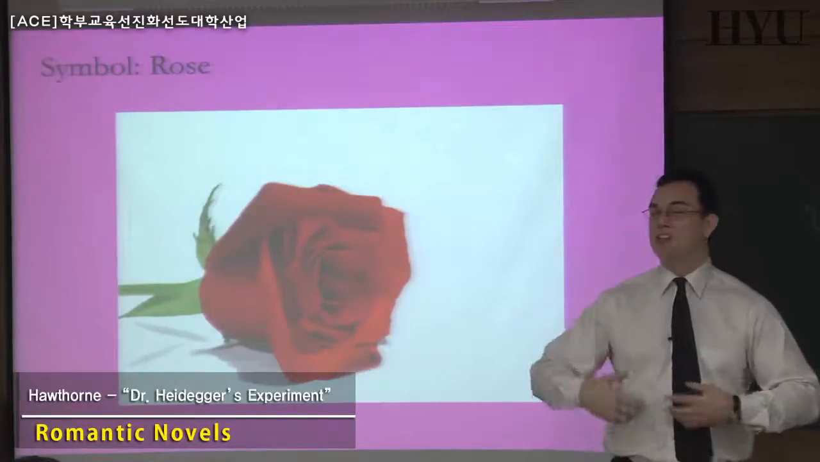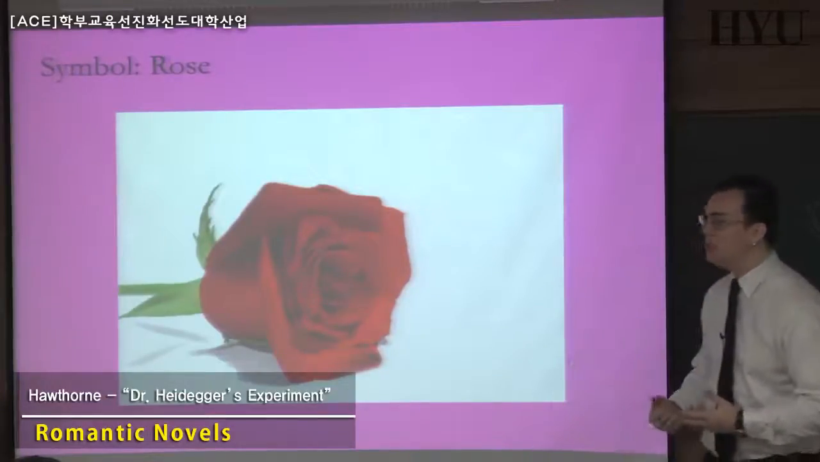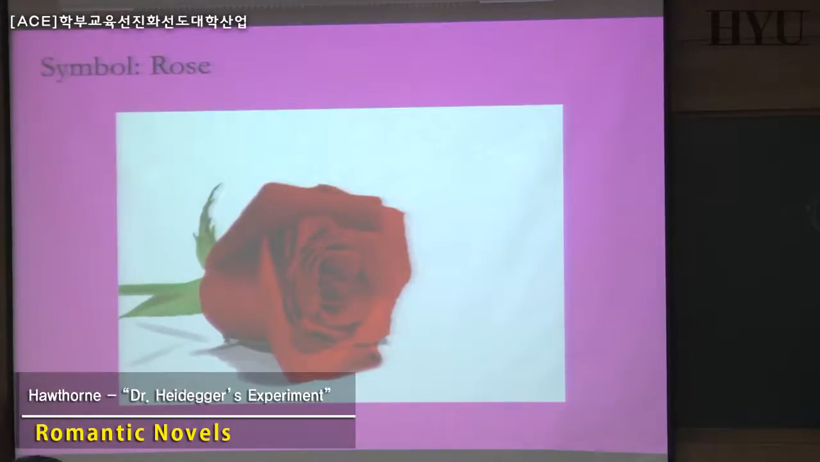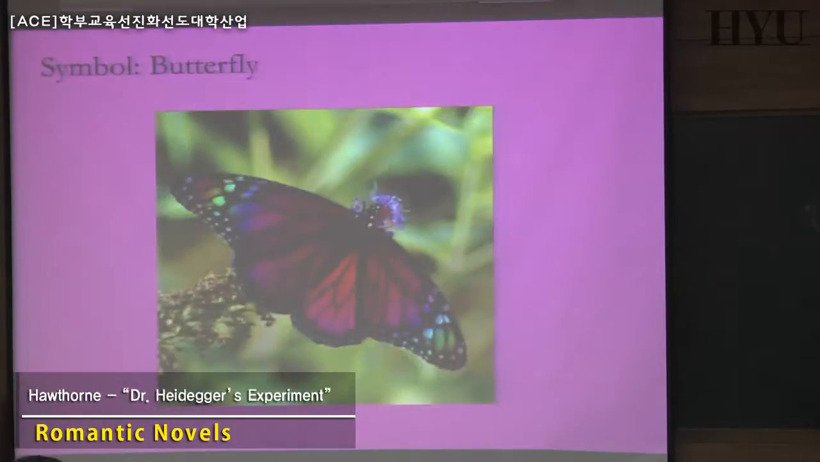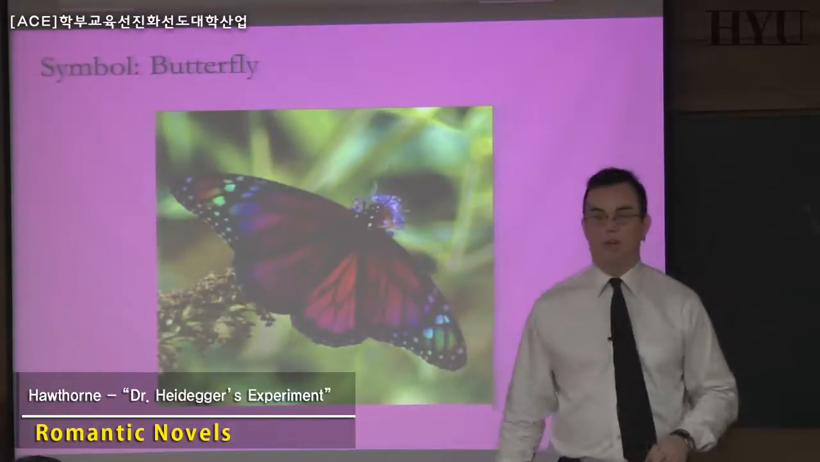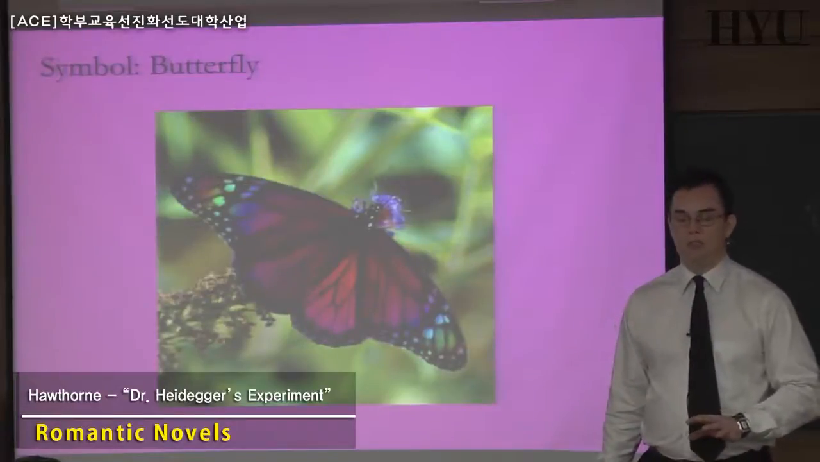So there are lots and lots of mirrors, lots and lots of flowers, lots of other symbols like that that are included in many, many works of literature. And of course, at the end, we should also talk about the butterfly and why that would be an important symbol.